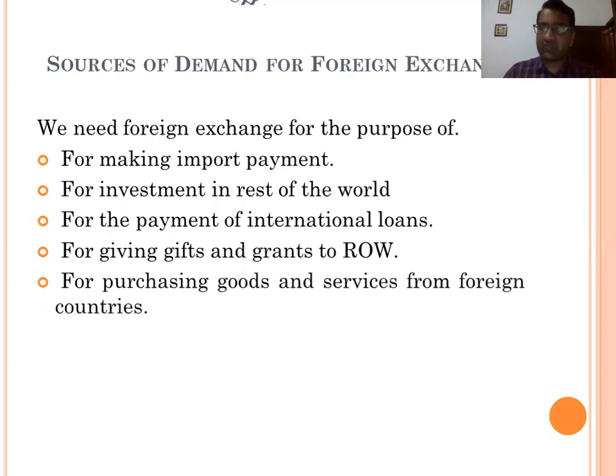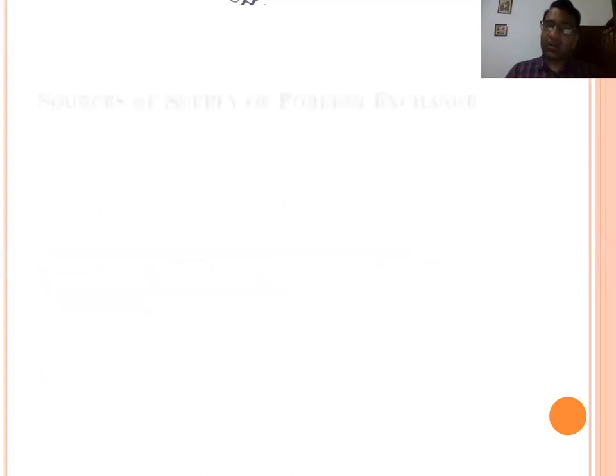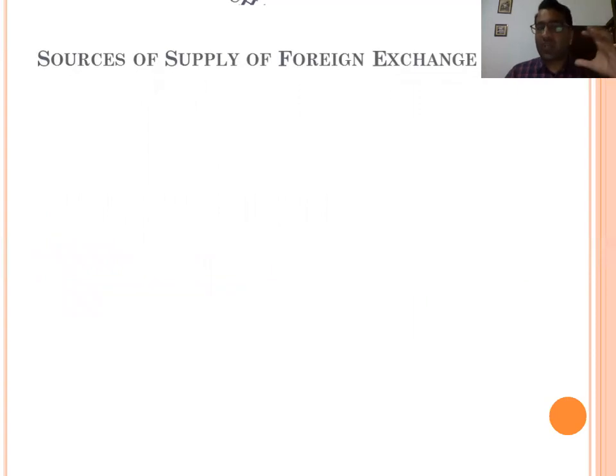Purchasing goods and services from a foreign country. If you want to purchase any goods and services from another country, then you need foreign exchange, because at the international level, they accept international currency, not rupees. For speculation in foreign currencies, if you want to speculate in foreign currencies to earn profit, then you need foreign exchange.